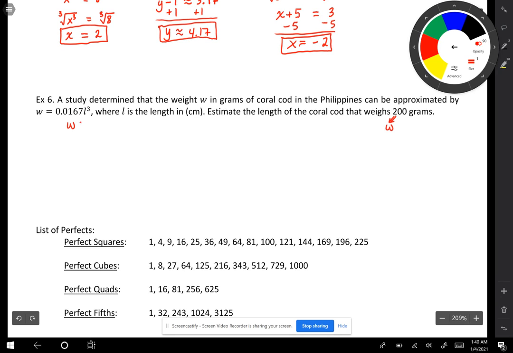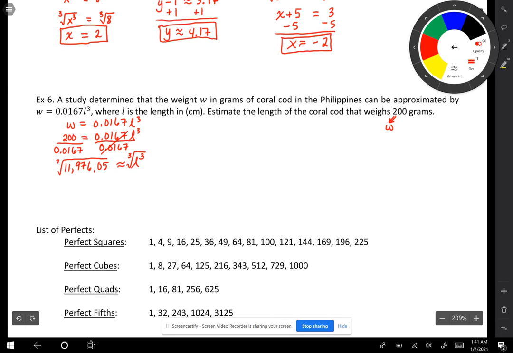So let's write our equation. Replace W with 200. Okay, now we can divide both sides by 0.0167. You would want to use a calculator for this. So the left side happens to be 11,976.05. And the right side, you're left with L to the third. Okay, we just want to know what the length is. So now we can take the cube root of both sides.